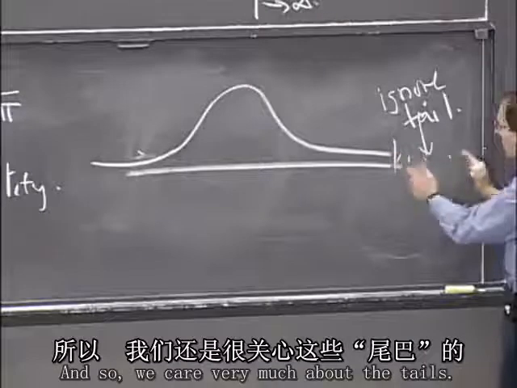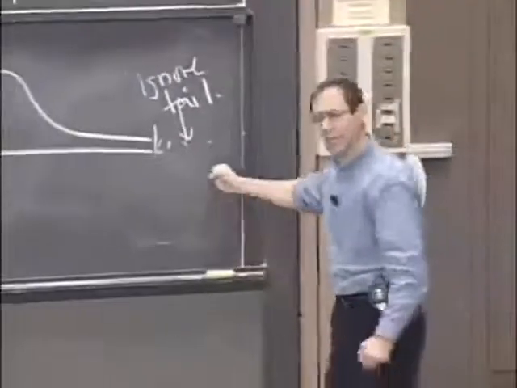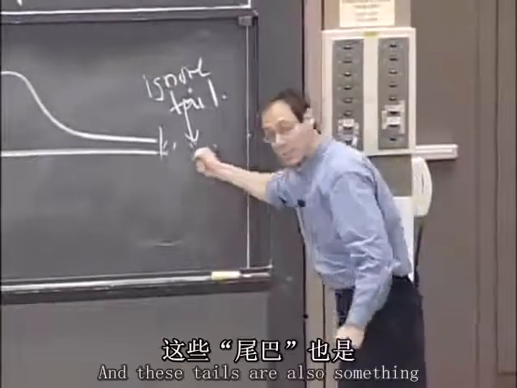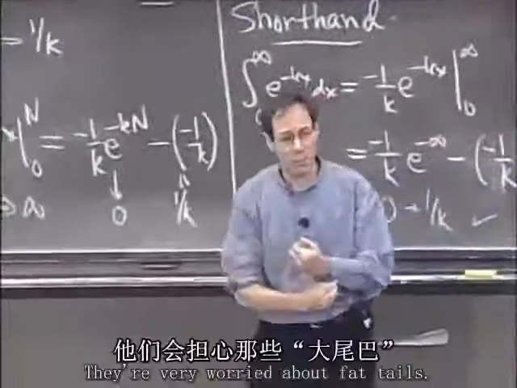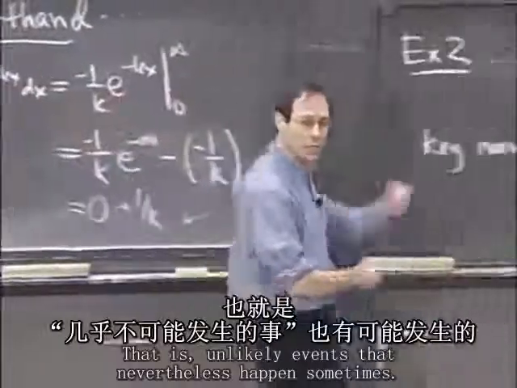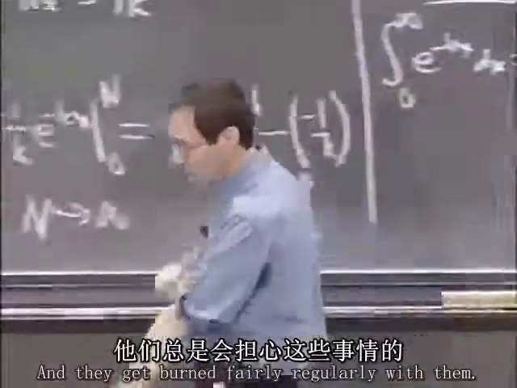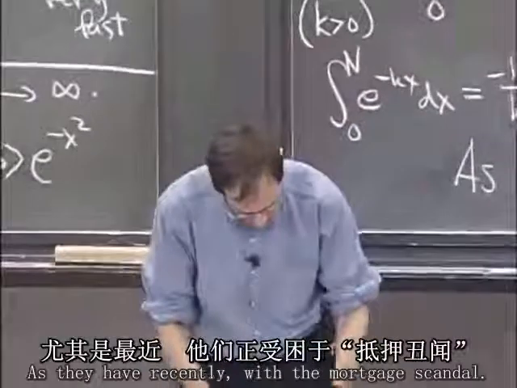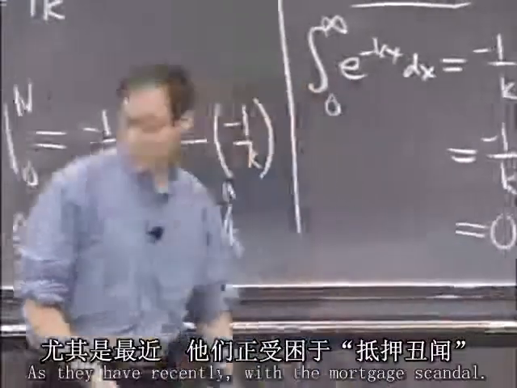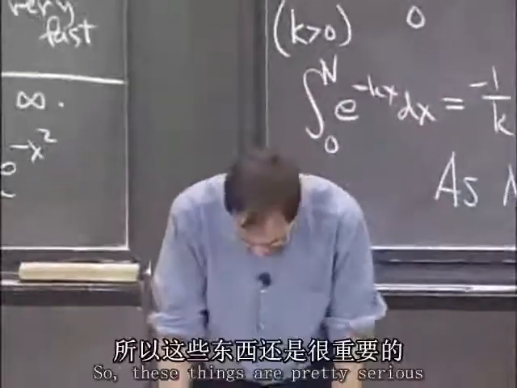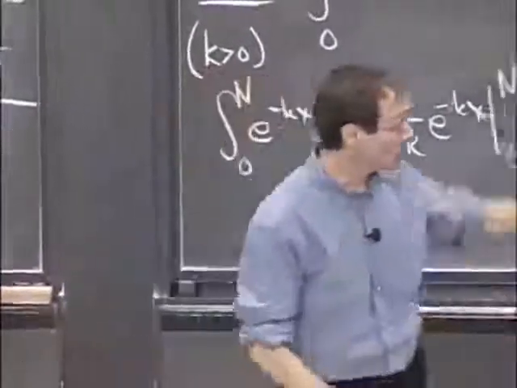And so we care very much about the tails because they're the only thing that the machine won't tell us. So that's the part that we have to know. These tails are also something which are discussed all the time in financial mathematics. They're very worried about fat tails, that is, unlikely events that nevertheless happen sometimes. And they get burned fairly regularly with them, as they have recently with the mortgage scandal. So these things are pretty serious, and they really are spending a lot of time on them. Of course, there are lots of other practical issues besides just the mathematics, but you've got to get the math right, too.